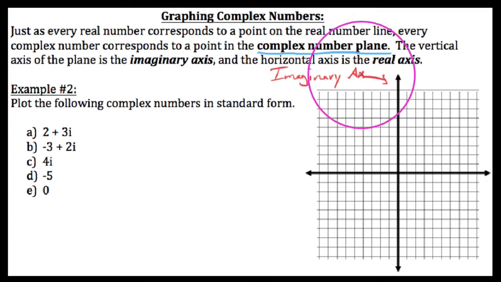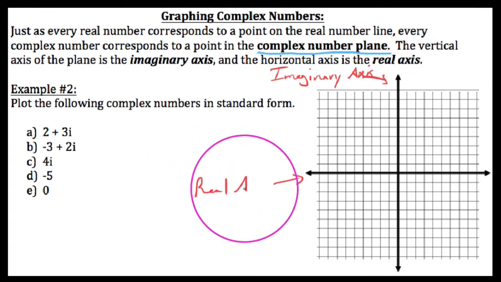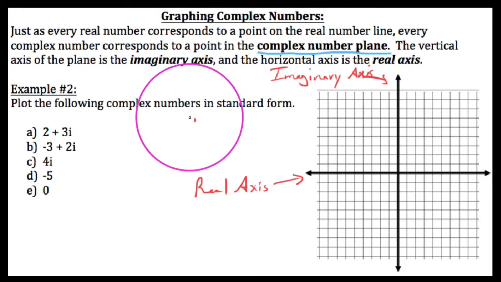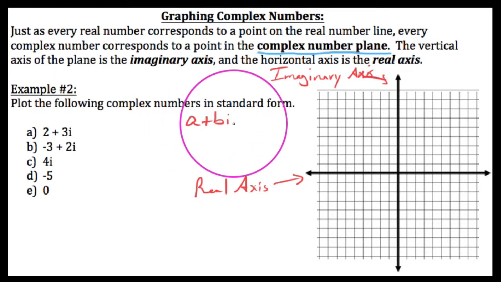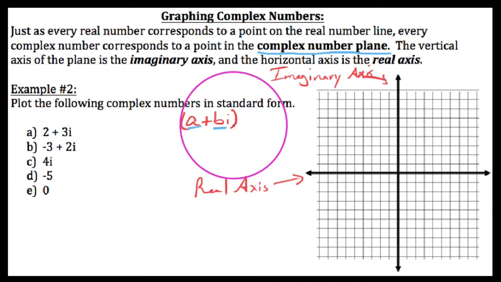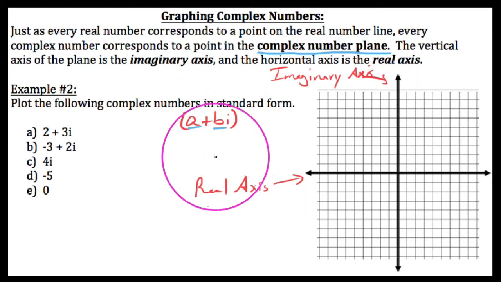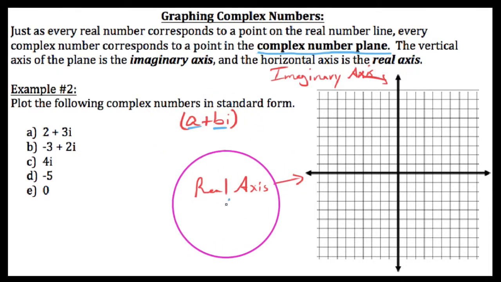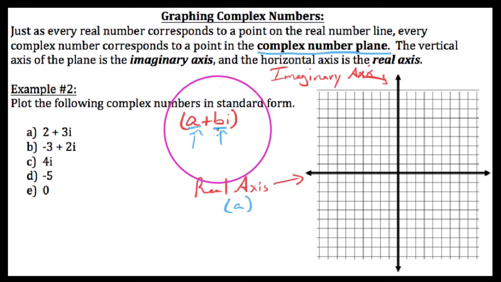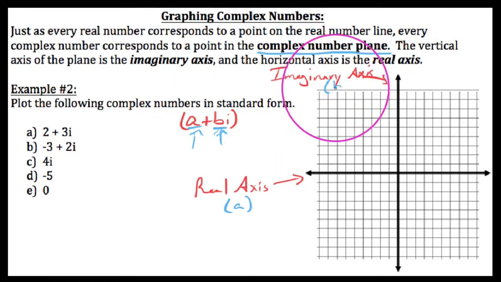Axis. And we're going to refer to what we formerly called the x-axis as the real axis. The thing here is this. We can graph a complex number in standard form by knowing two parts of it. A is the real part and B is the imaginary part. If the real axis is our real part, then this corresponds to the A part of our complex number. Since formerly the y-axis refers to the imaginary axis in the complex number plane, it refers to the B part. Here, the B part.